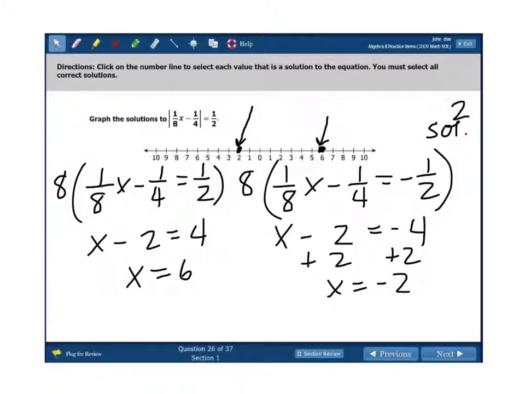In this case, there really can't be any extraneous solutions for this particular problem because the right-hand side is positive. So as long as whatever's in the absolute value comes out to 1/2, then we're good. And 1/8 times 6 is going to give you 3/4 minus 1/4 is 1/2. And 8 times -1/2 gives you -1/4, so -1/4 minus 1/4, -1/2, absolute value, 1/2. So we do indeed have the 2 solutions that are correct.